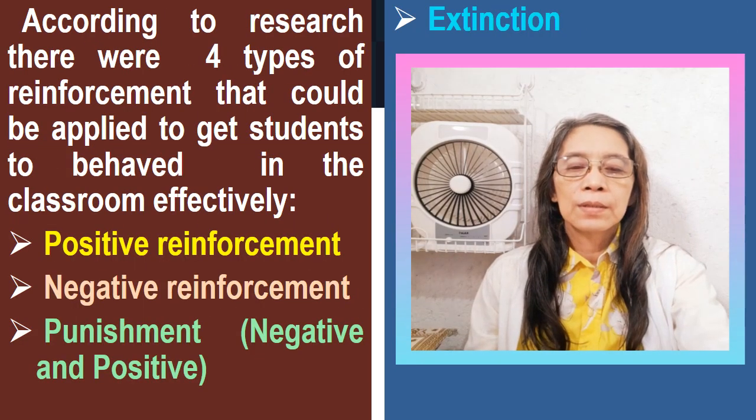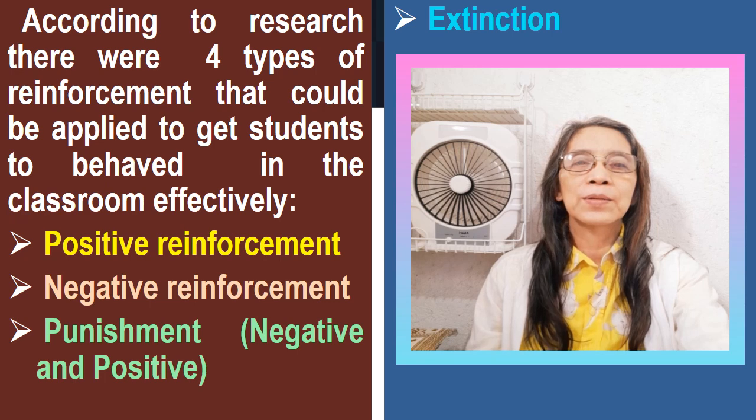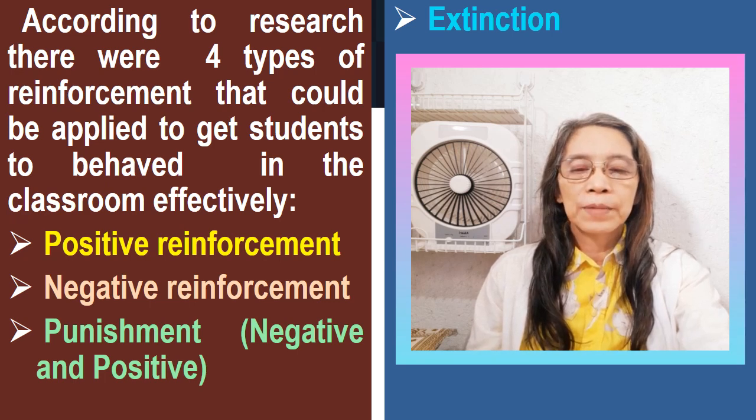According to research, there are types of reinforcement that could be applied to get students to behave in the classroom effectively: positive reinforcement, negative reinforcement, punishment, negative and positive, and extinction.